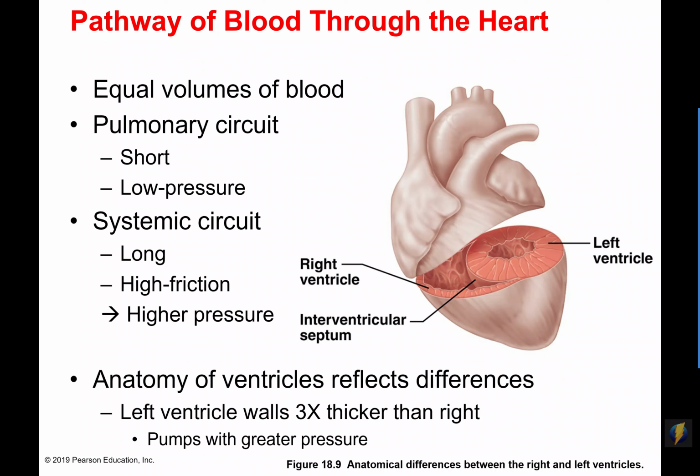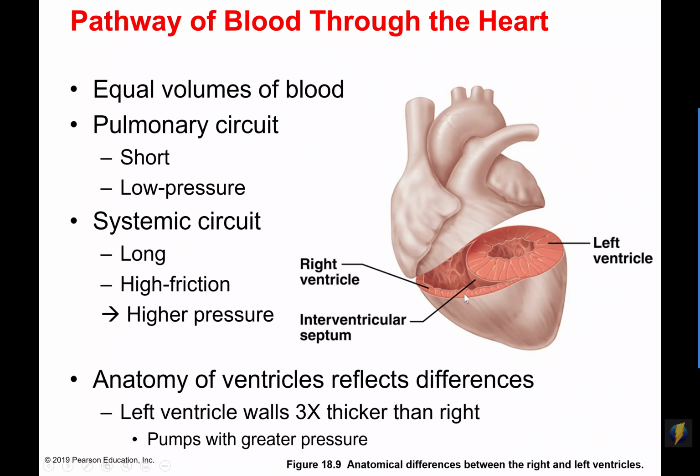The left side of the heart has to pump the blood up to the brain, out to the fingers, down to the toes, through all of the different visceral organs in the abdominal cavity. And so there's a lot of length there, which creates a lot of friction, which means we have a lot of pressure. The left ventricle has to pump much harder with much more force in order to get the blood moving against that higher pressure. And that's reflected in the anatomy of the two ventricles. You can see that the wall of the left ventricle is significantly thicker than the wall of the right ventricle.